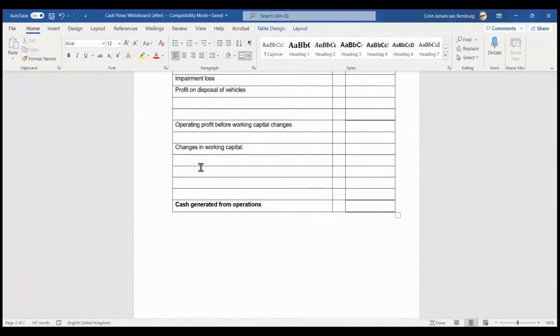Again, this is not a statement of financial position. This is the note to the statement of cash flow. So it's not sufficient to simply say inventory or trade receivables or debtors or trade and other payables or creditors. We have to say what happened to it. So let's say our debtors increased from the beginning of the year to the end of the year.